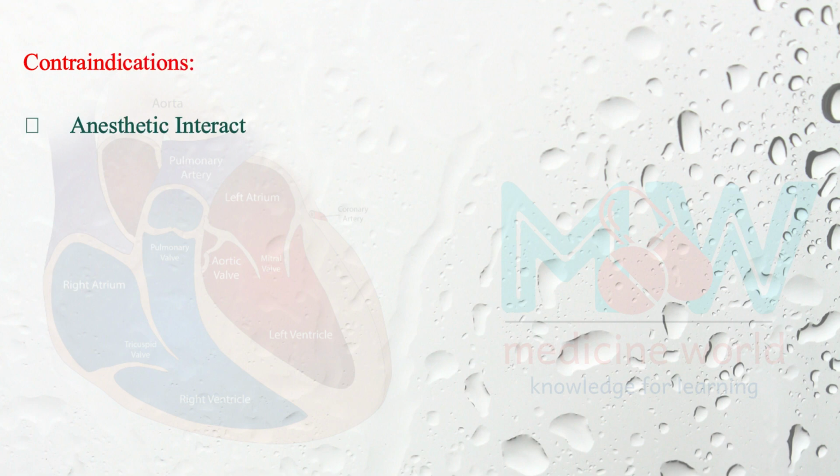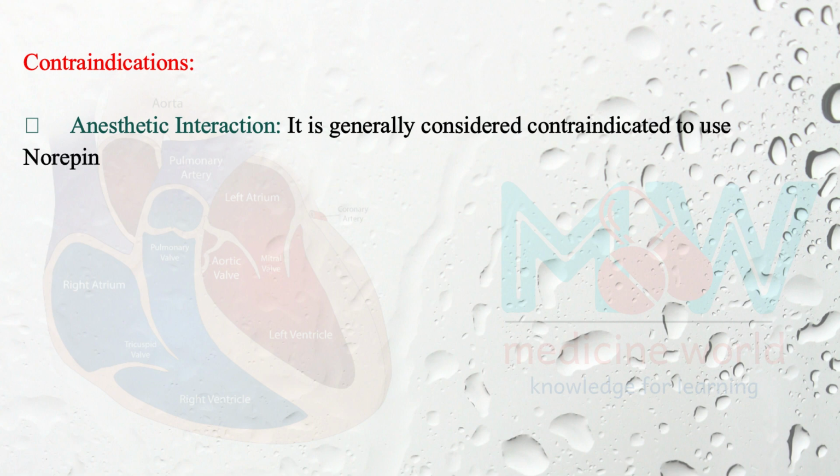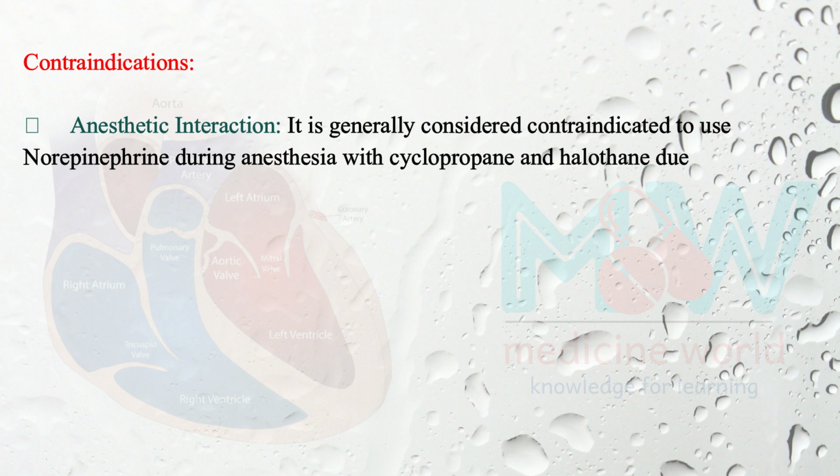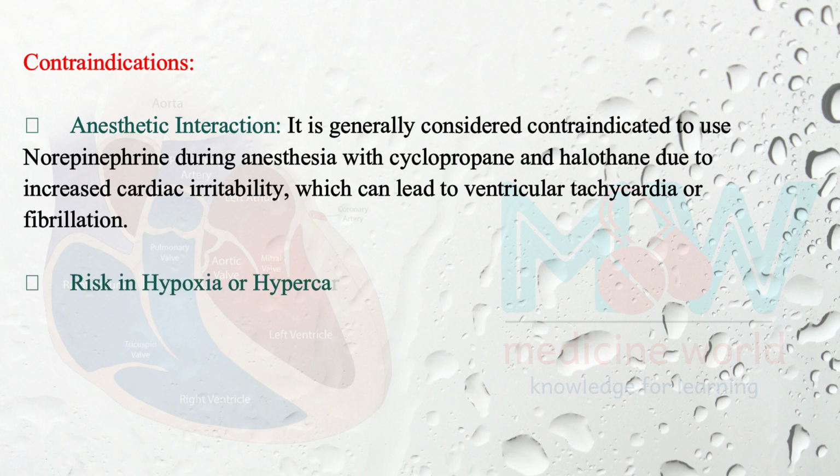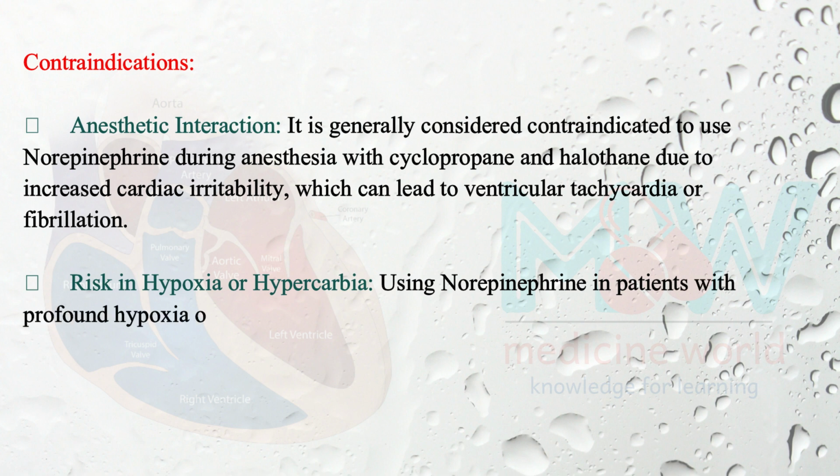Contraindications. Anesthetic interaction. It is generally considered contraindicated to use norepinephrine during anesthesia with cyclopropane and halothane due to increased cardiac irritability, which can lead to ventricular tachycardia or fibrillation. Risk in hypoxia or hypercarbia. Using norepinephrine in patients with profound hypoxia or hypercarbia may result in cardiac arrhythmias.